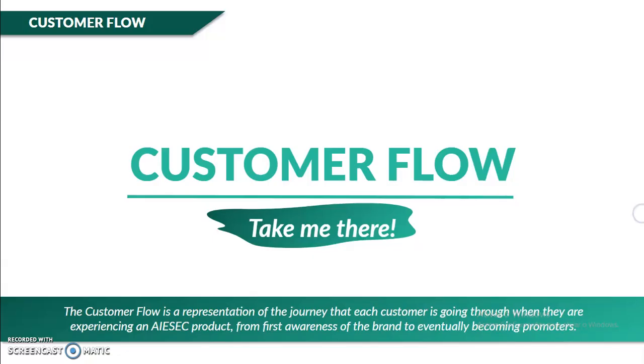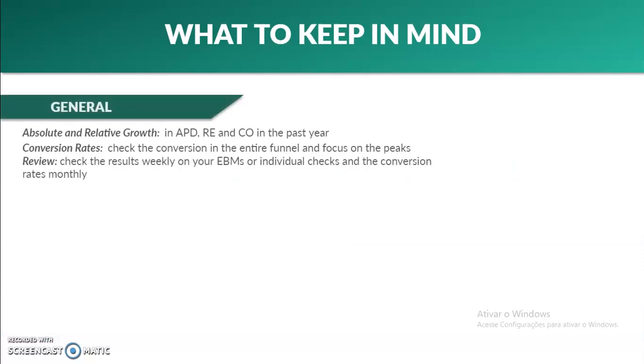The first of them is the customer flow, which is a representation of the journey that each customer goes through when they experience an NEC product. This can be both for the enablers and also for the EPs. For both products, what you need to have in mind in the weekly meetings and all your reviews, be it month review, quarter review, or semester review, is that you need to check the absolute and relative growth to understand your product, to understand which trends are happening and which things need to change in order for you to achieve your goals.